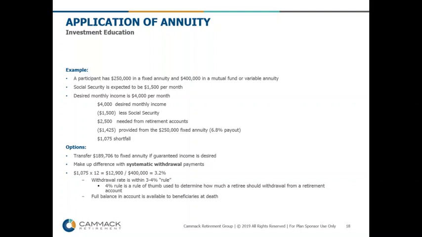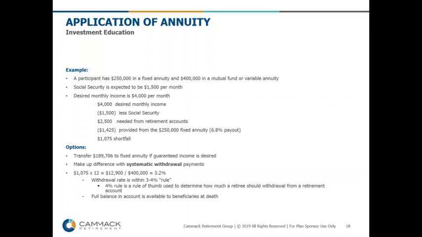So one option would be, if they wanted to have it all in a guaranteed income, then they could transfer $189,706 in my example over to the fixed annuity side, and then that would make up that shortfall. Okay, so that's one option.